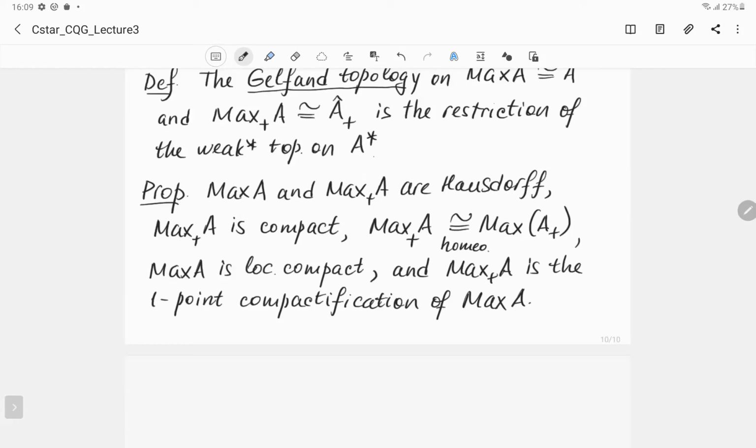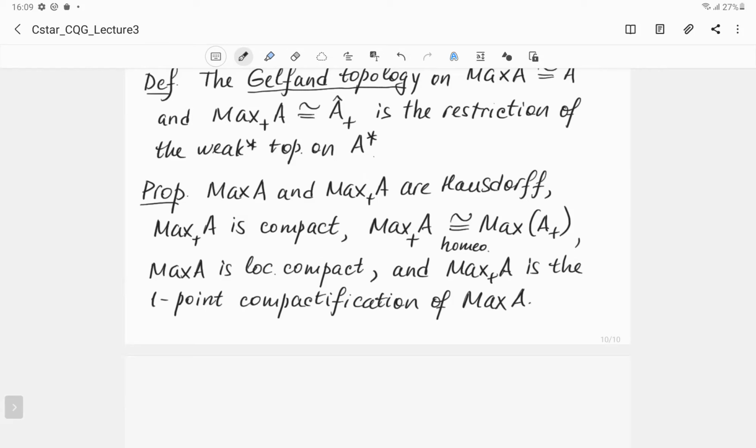Well, why is it true? Again, the set max plus of A is identified with the set of all characters, including zero. The set of all characters is easily seen to be closed in the unit ball of A star with respect to the weak star topology. So the same argument as in the unital case shows that this set A hat plus is compact. And the remaining statements are pure general topology. So we have a compact space, max plus of A, we remove only one point, and we get a locally compact Hausdorff space, which is not necessarily compact.